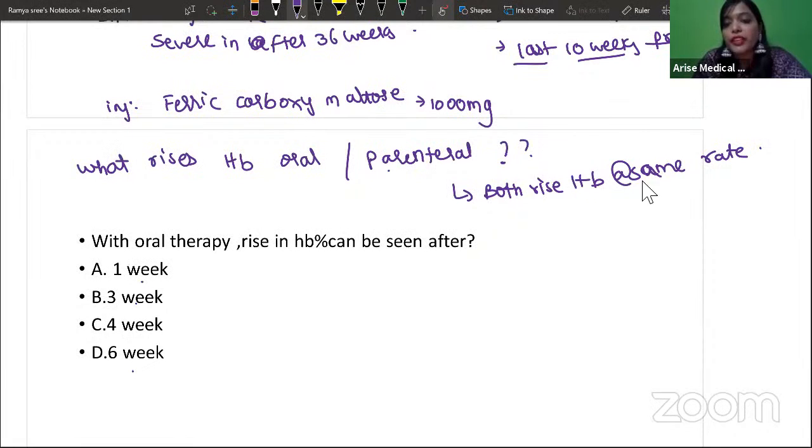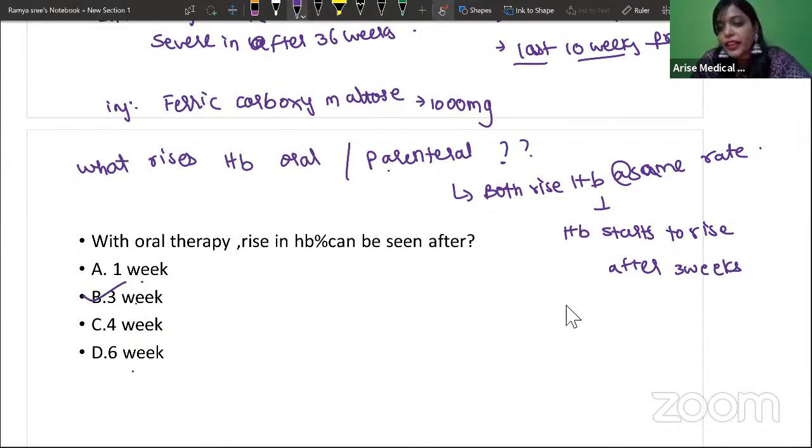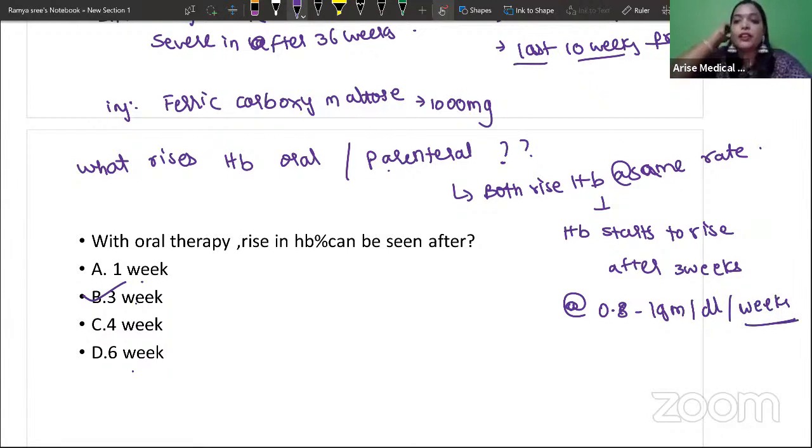So both raise hemoglobin at the same rate, and hemoglobin starts to rise after 3 weeks at a rate of 0.8 to 1 gram per deciliter per week. Hemoglobin starts to rise after 3 weeks at a rate of 0.8 to 1 gram per deciliter per week. So with both oral and parenteral, hemoglobin rises at the same rate.